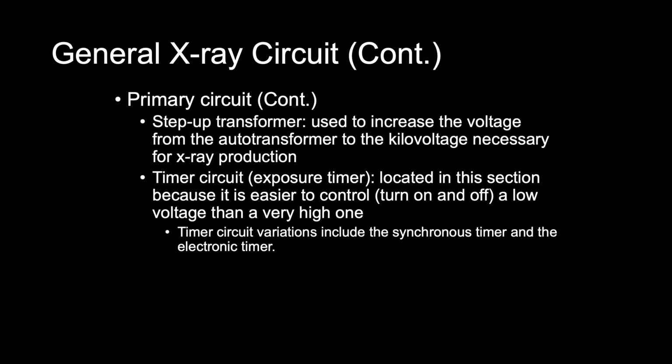The mass timer is a variation of the electronic timer, but it monitors the current passing through the X-ray tube and terminates the exposure when the desired mass is reached. Because of the way it functions, this timer is located in the secondary circuit instead of the primary circuit.